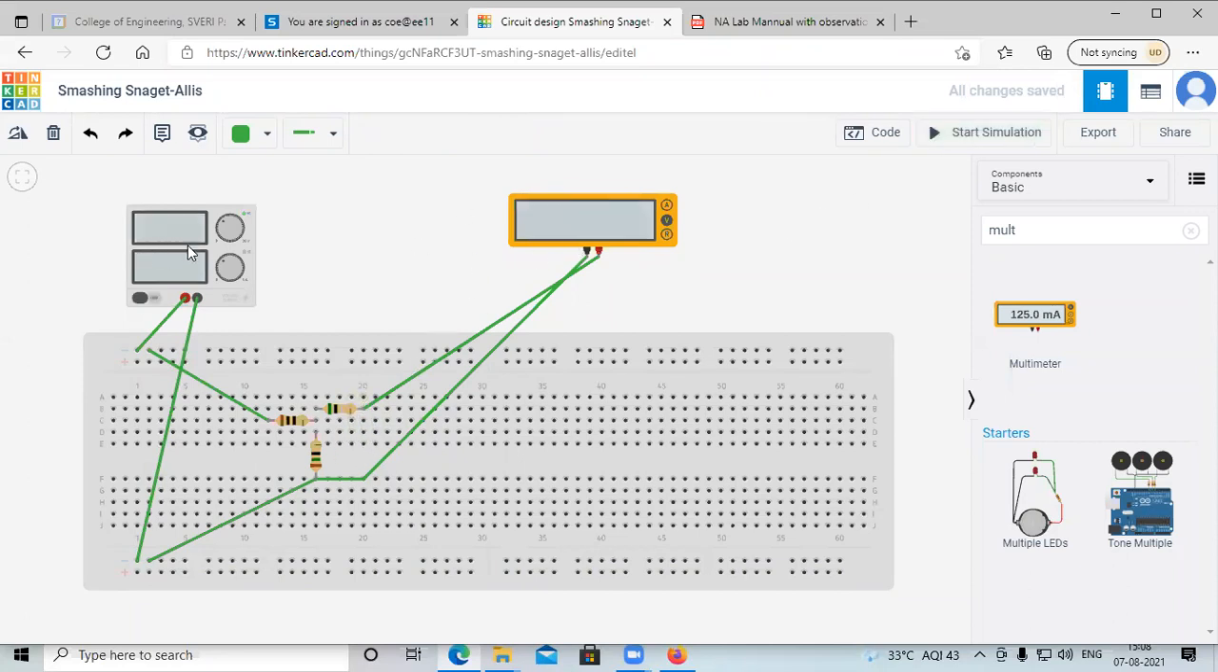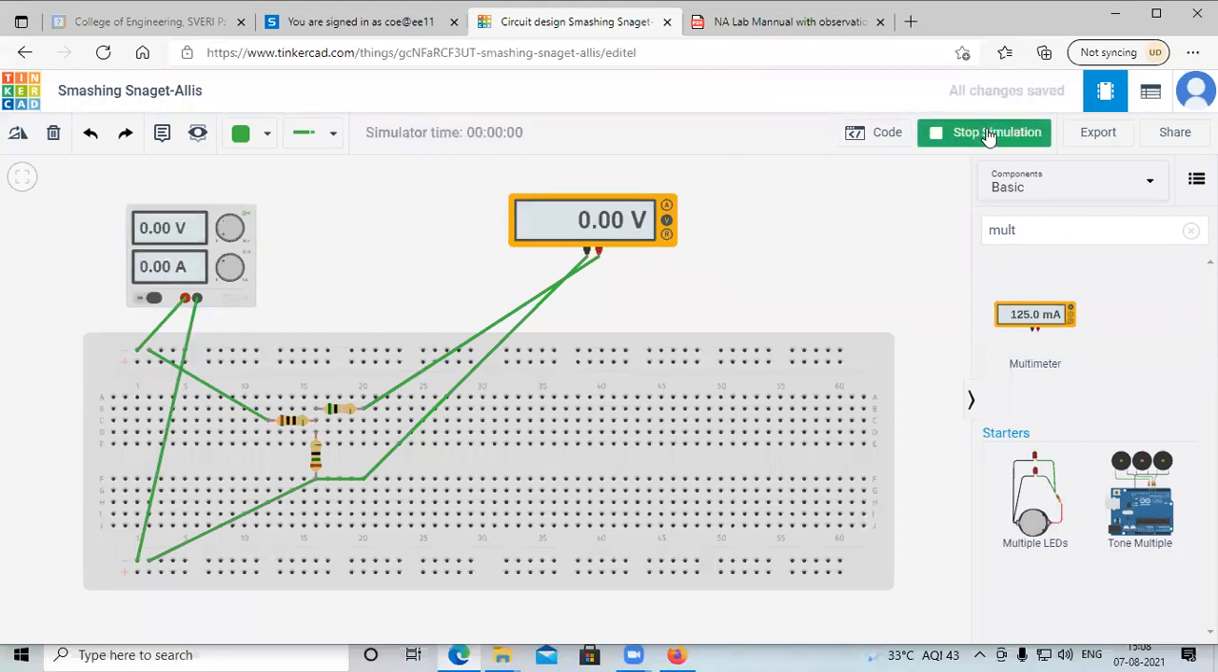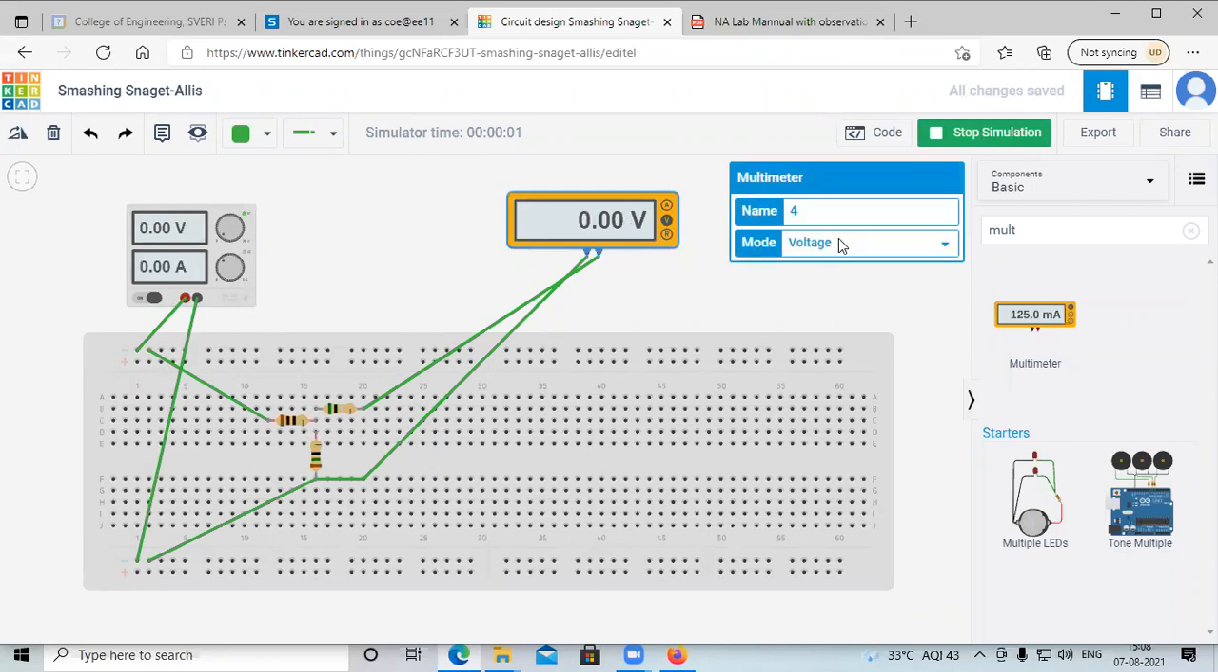Just put the first one, voltage source short circuited. Voltage source short circuited is nothing but the voltage across this terminal is 0. So I have selected this. Again, I start simulation and measure the resistor. Select this voltmeter as a resistor. So it is nothing but 11 ohm. Okay, so resistance is 11 ohm.